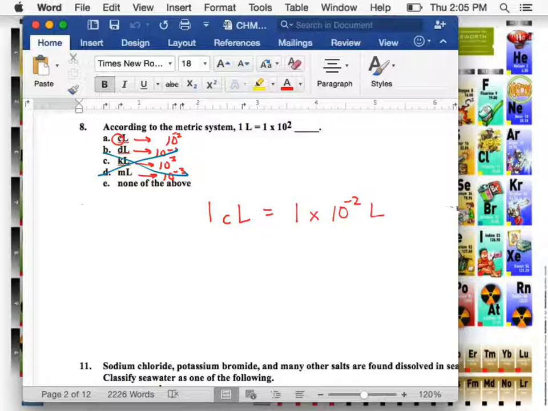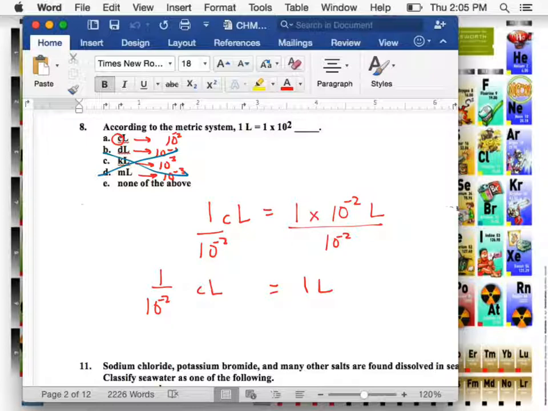Does everybody see that? Make sense? Is that what was written? No. What did they do? It says 1 liter, which means what did we do to that 10 to the second, or 10 to the negative second? We divided both sides by 10 to the negative second, and I get 1 liter equals 1 over 10 to the negative second centiliters. Well, 1 over 10 to the negative second doesn't look like 1 times 10 to the second.